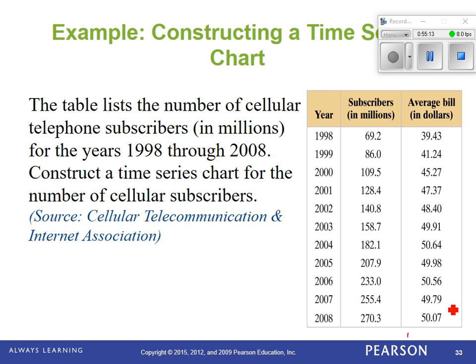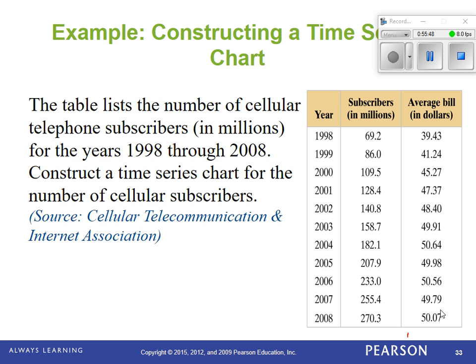Constructing a time series. Again, we got all these numbers. Table lists numbers of cellular phone subscribers for the years 1998 to 2008. What do you expect is going to happen from 1998 to 2008 with cell phone subscribers? And if we went up to 2017, where we're at now, what do you think would happen? Probably still going up, right? Now, at some point, it's going to have to level out.